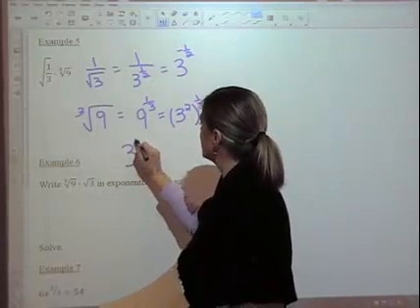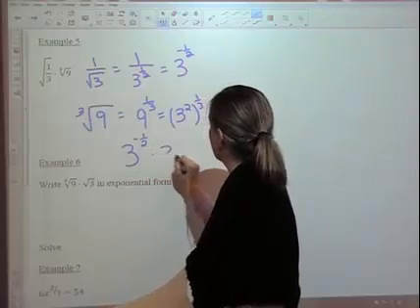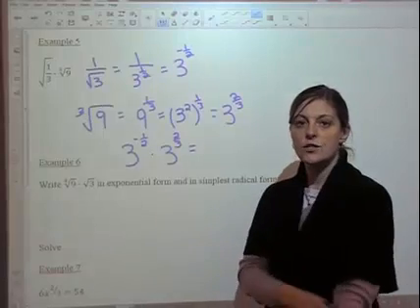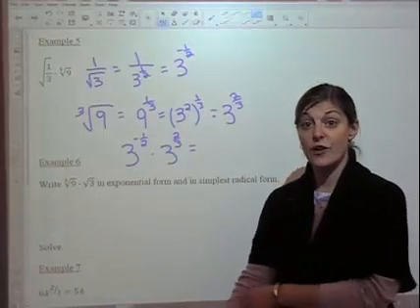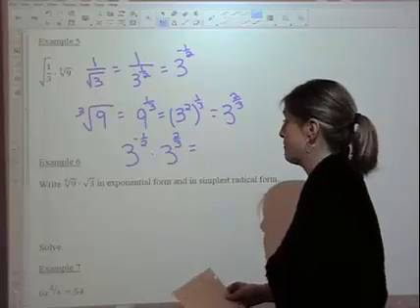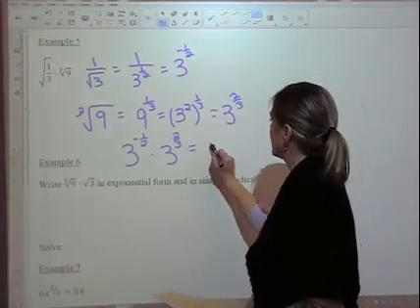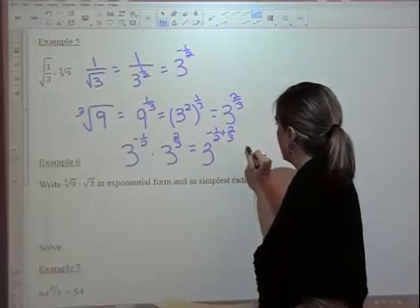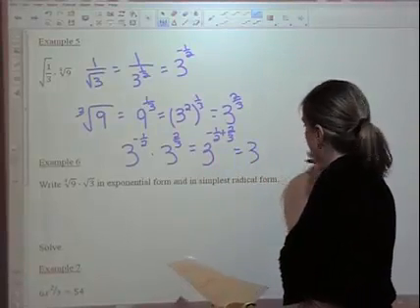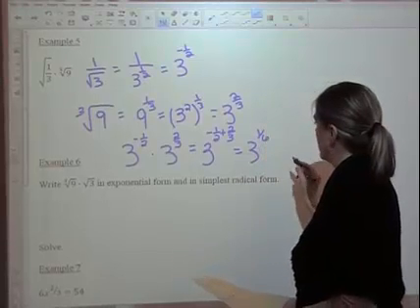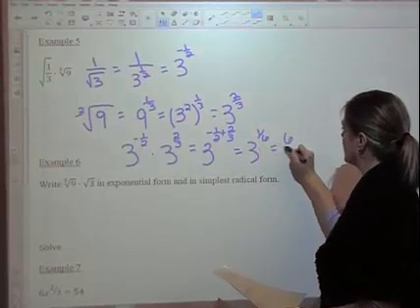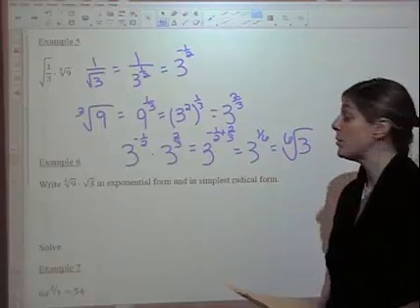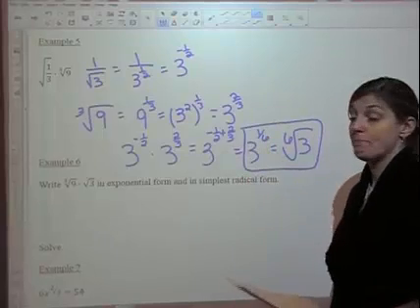So we have the 3 to the negative 1/2 times 3 to the 2/3. Now how do we multiply two of the same bases with different exponents? What do we do with those exponents? We add them. So it's going to be 3 to the negative 1/2 plus 2/3, and that's going to give us 1/6. And then you can rewrite that as the 6th root of 3 if you wish. Either one of these is an acceptable answer. So I'll circle both of them.